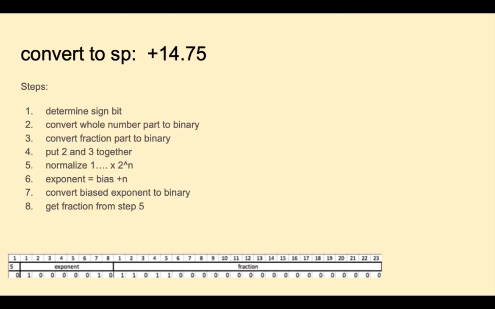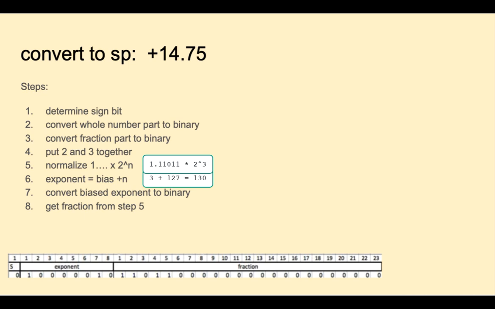Let's look at another example. Convert positive 14.75 to the single precision format, and I've outlined it here in steps. First, determine the sign bit. It will be 0 for a positive number. Then convert the whole number part to binary. 14 is 1110. Convert the fractional part to binary. That's 0.11. Put 2 and 3 together: 1110.11. Normalize.